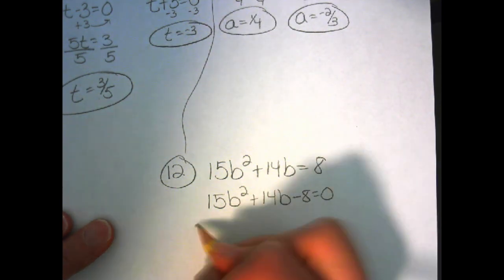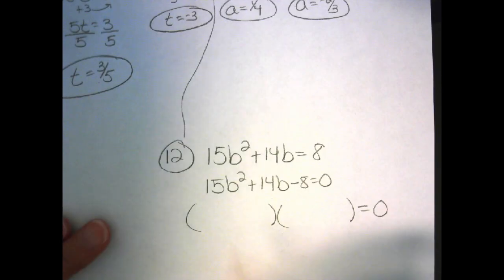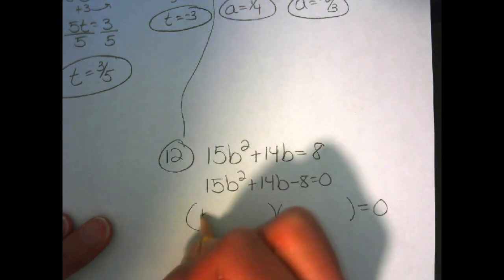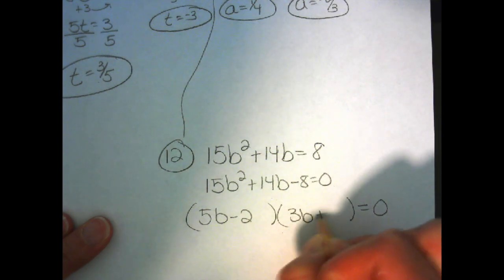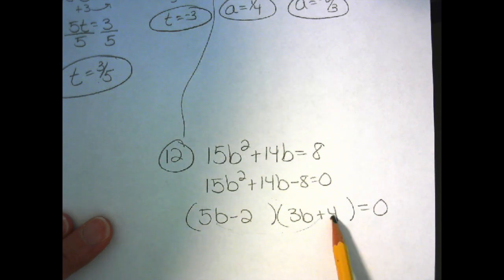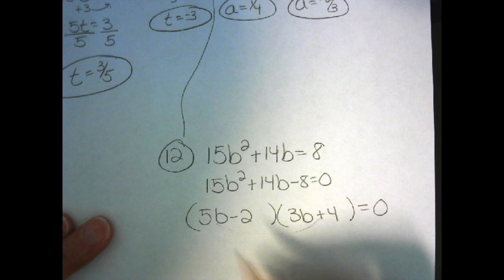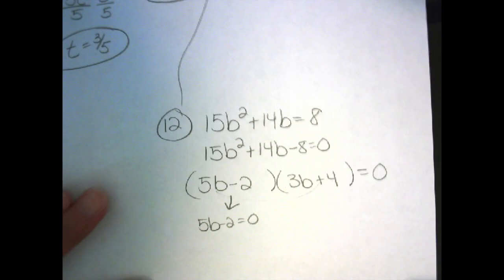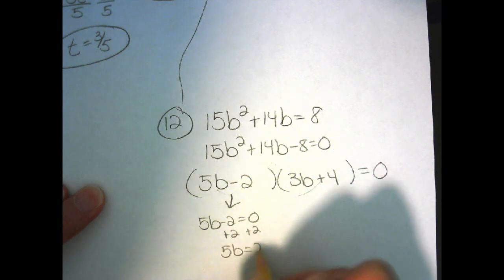Now again, this may take you a few tries trying to come up with the combination because 15 has a couple options and 8 has a couple options, but it works out to be 5b minus 2 and 3b plus 4. And if you check my outer, that's a 20, but that's a -6. So 20 minus 6 does give me the right. And then I would go ahead and set each one equal to 0. And I would solve them individually.